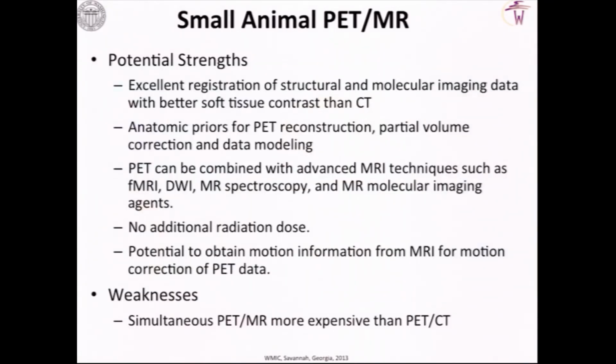Okay, so for small animal PET MR, again, you have that excellent registration of structural and molecular data. Again, having that additional soft tissue contrast is a benefit. Other things are the same. Again, no additional radiation dose is a big thing there. The main weakness, again, is just that the simultaneous PET MR is more expensive than the PET CT. But here, for research purposes, probably, if you can afford it, the PET MR is the way to go. And again, especially because of the radiation dose and the better soft tissue contrast.